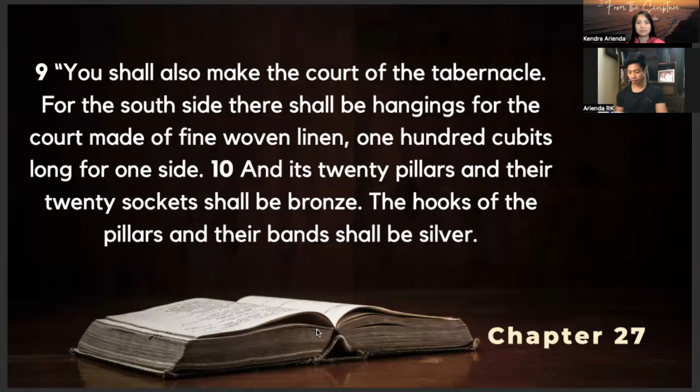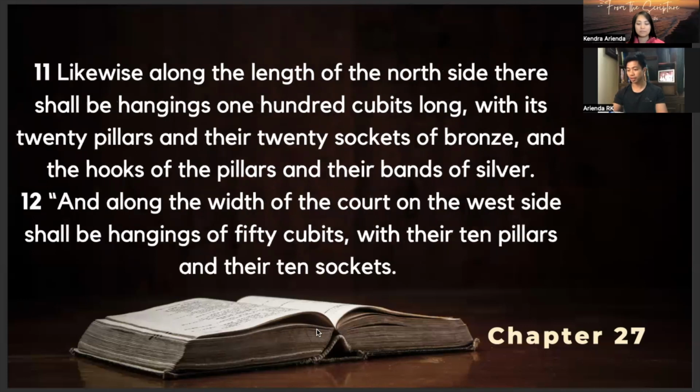For the south side there shall be hangings for the court made of fine woven linen, 100 cubits long for one side, and its 20 pillars and their 20 sockets shall be bronze. The hooks of the pillars and their bands shall be silver. Likewise, along the length of the north side there shall be hangings 100 cubits long, with its 20 pillars and their 20 sockets of bronze, and the hooks of the pillars and their bands of silver.